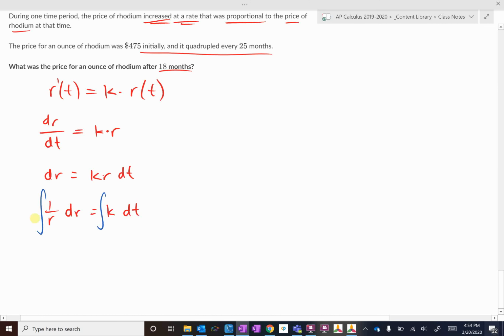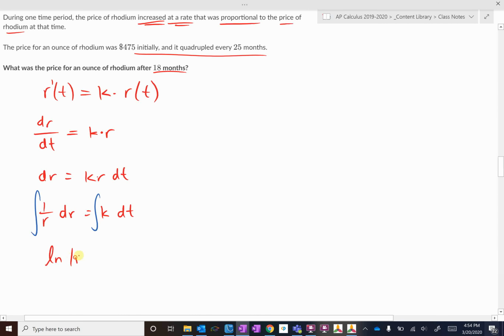The antiderivative of 1 over R is the natural log of R. The antiderivative of k is kt. It's important to notice k is the constant of proportionality. It is not a variable. So the antiderivative of a constant is that constant times t. So the antiderivative of k is k times t. Of course, plus some other constant, C.